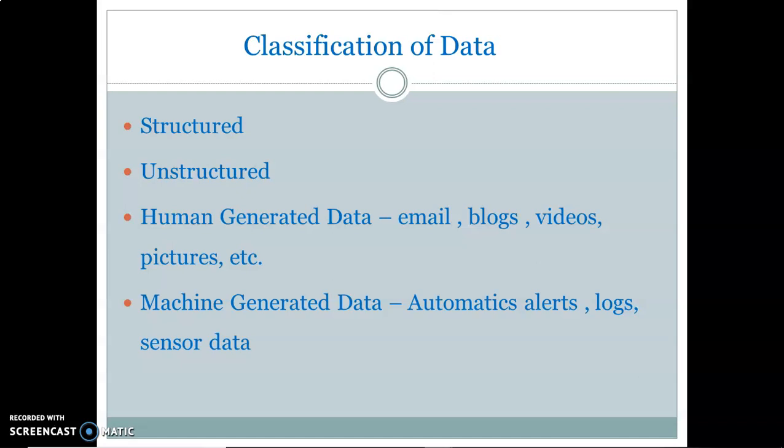We may have human generated data like emails, blogs, videos, pictures, etc. All these things are done by you. You are sharing emails, you are writing blogs, you are reading, participating in blogs, you are creating videos and sharing them with your friends, you are creating pictures, you are transferring pictures. So that is the human generated data. And we do have machine generated data also. We do have automatic alerts, we have the machine logs, the sensor data is there. But broadly, I would say that we can classify data either as structured or unstructured data.